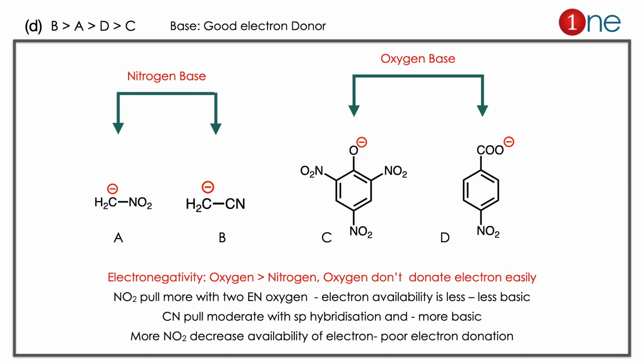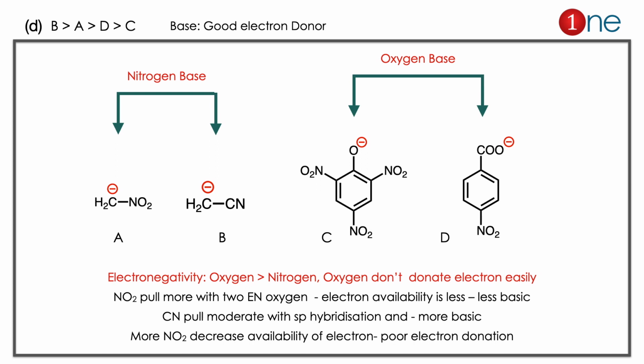Then look at C and D. It will be very obvious if you count the nitro groups. The more nitro groups, the more the pulling of electrons. The fewer nitro groups, the less the pulling of electrons. D will come next and C will be the least one. So the answer is clearly D. B is the highest one, C is the least one.